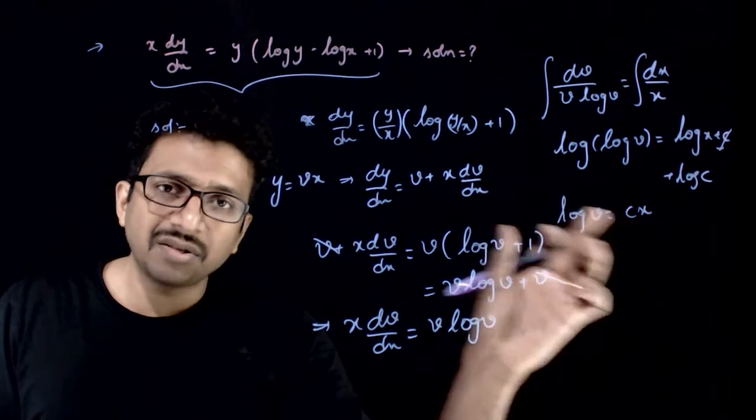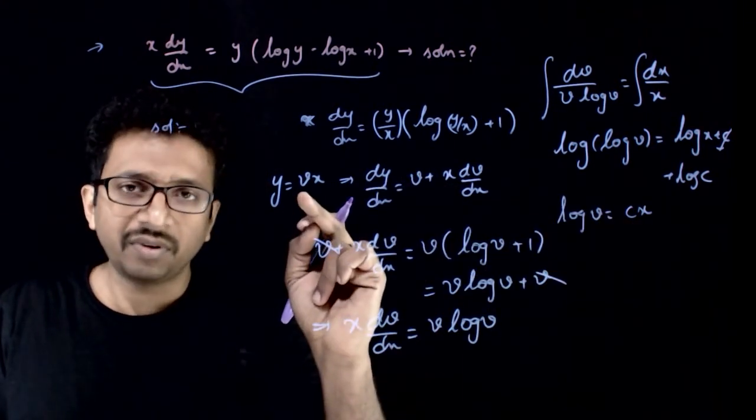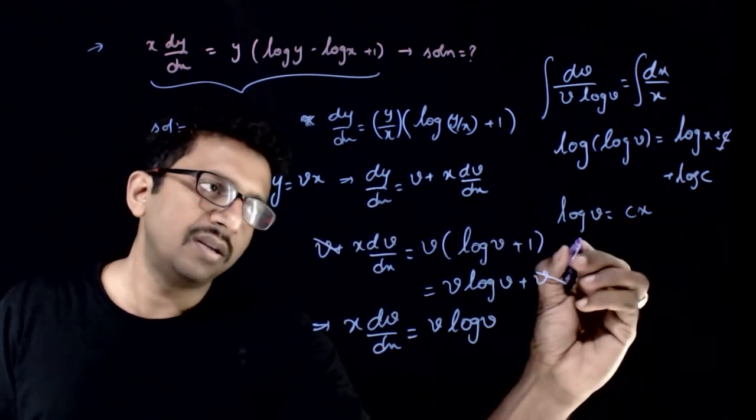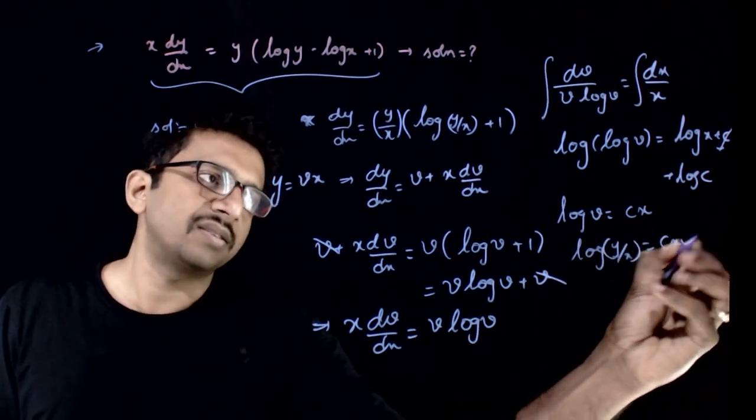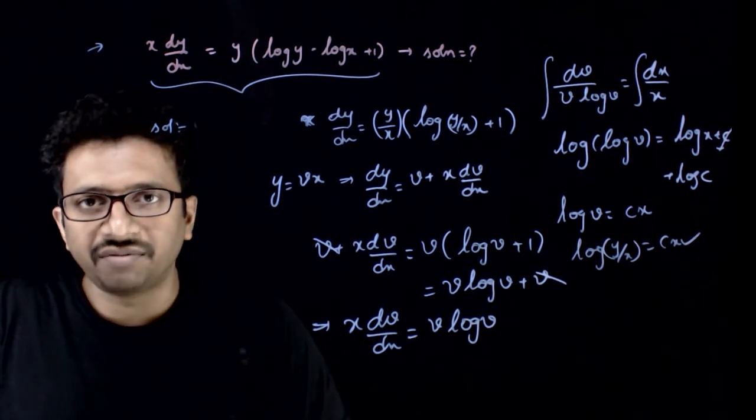Now that we have the solution, let us put back y is equal to vx, or v is equal to y by x. So log of y by x is equal to cx. That will be the solution to this differential equation.